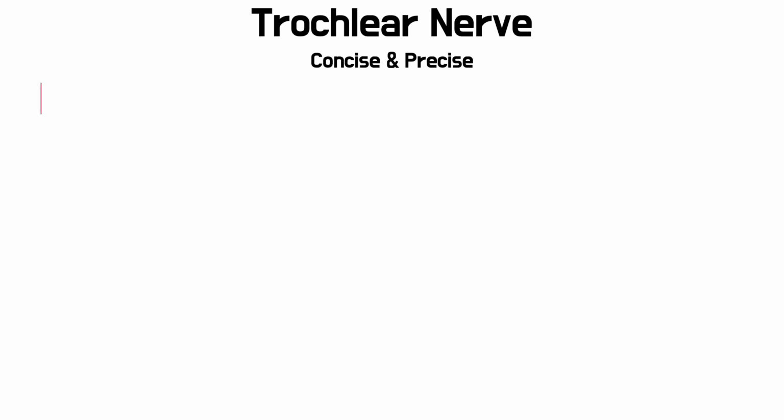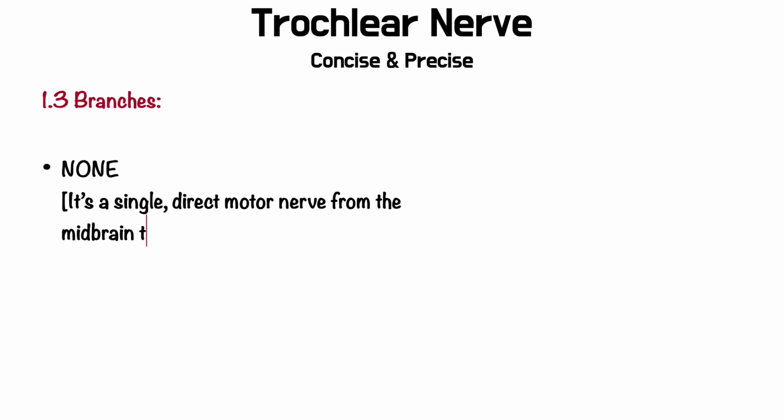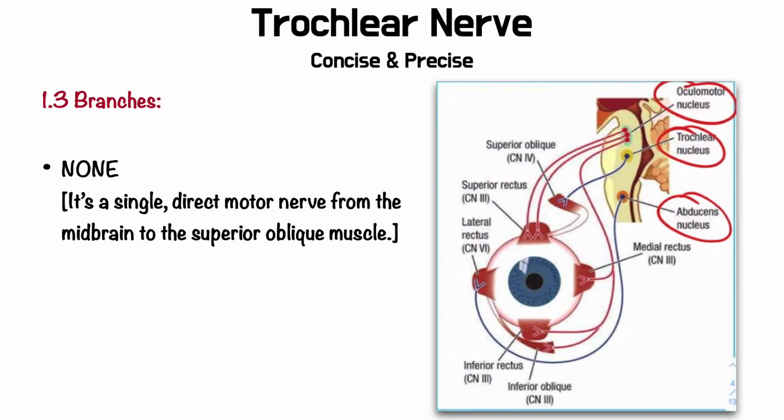The branches of the trochlear nerve, there are no branches. It is a single direct motor nerve, not sensory, from the midbrain to the superior oblique muscle, right? So the image attached here contrasts three different nuclei: the oculomotor nucleus, trochlear nucleus, and then abducens nucleus and their supplies, right? You can see the trochlear nucleus is supplying the superior oblique muscle, and the abducens nucleus is supplying the lateral rectus muscle. We'll be talking about the abducens nerve in our upcoming episodes.